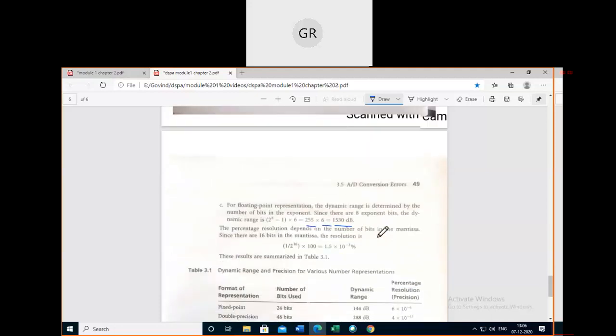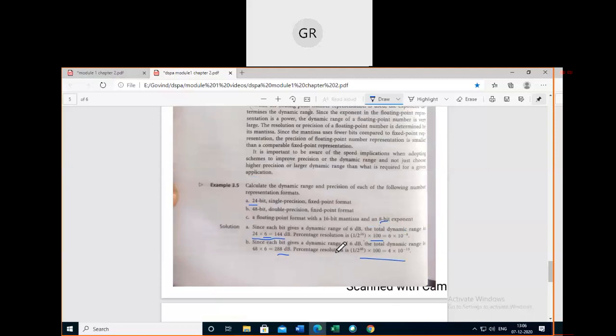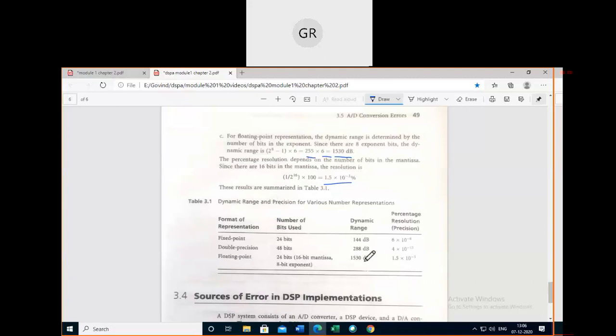Then here, to get the resolution, how many bits are used? For the 16-bit case, you can consider the value when calculating the resolution. That's why 1 divided by 2 raised to 16, multiplied by 100, is equal to 1.5 into 10 raised to minus 3 percent. Just refer to the table here.